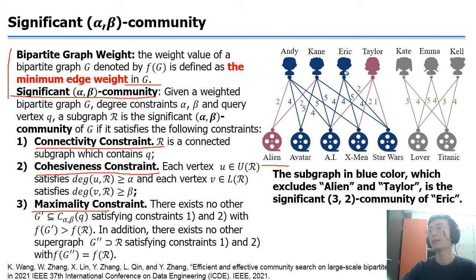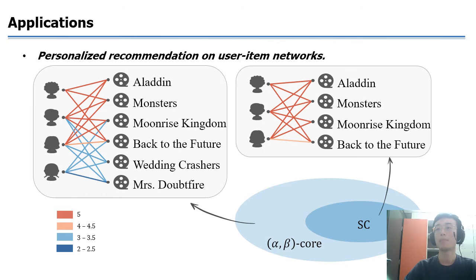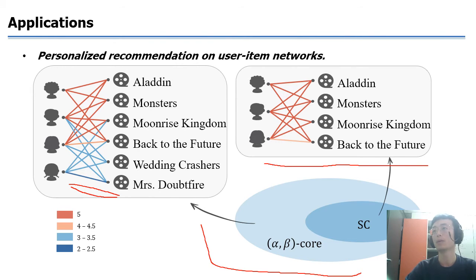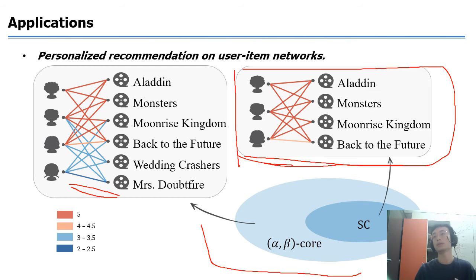excludes Alien and Taylor. By applying the significant alpha-beta community model on real-world graphs, we can see here is a user-movie network. The result returned by the alpha-beta core model contains several low-rating edges, but the significant alpha-beta community model contains a more cohesive group, which means that if we use the search result for personalized recommendation, we have a higher probability to find the community of the query user.